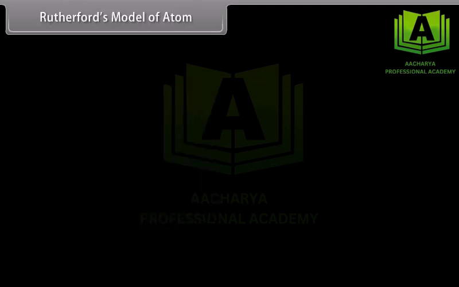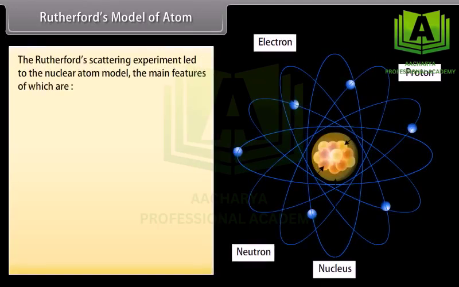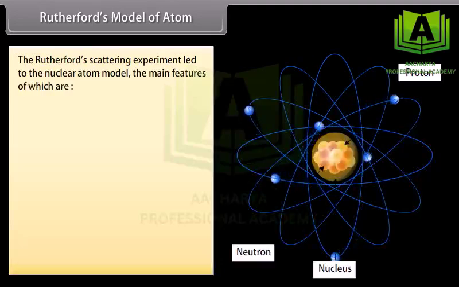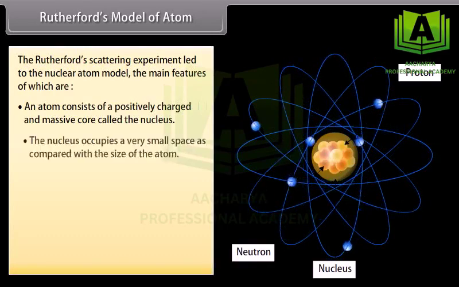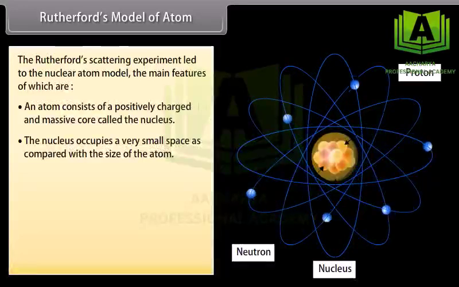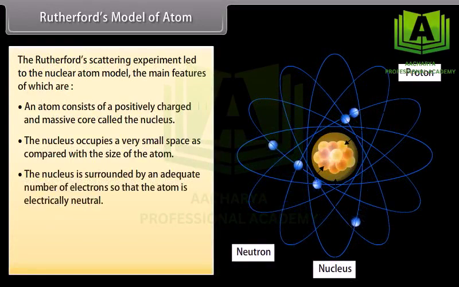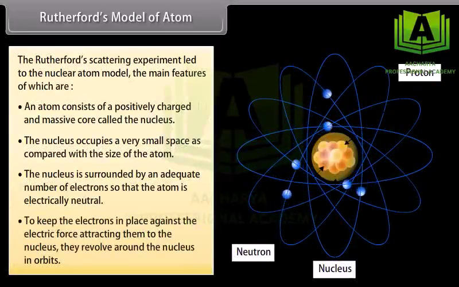Rutherford's model of atom. The Rutherford scattering experiment led to the nuclear atom model, the main features of which are: an atom consists of a positively charged and massive core called the nucleus. The nucleus occupies a very small space as compared with the size of the atom. The nucleus is surrounded by an adequate number of electrons so that the atom is electrically neutral. To keep the electrons in place against the electric force attracting them to the nucleus, they revolve around the nucleus in orbits.